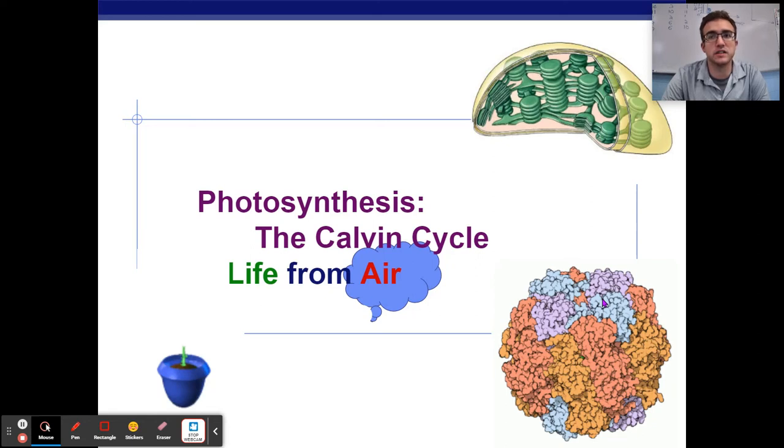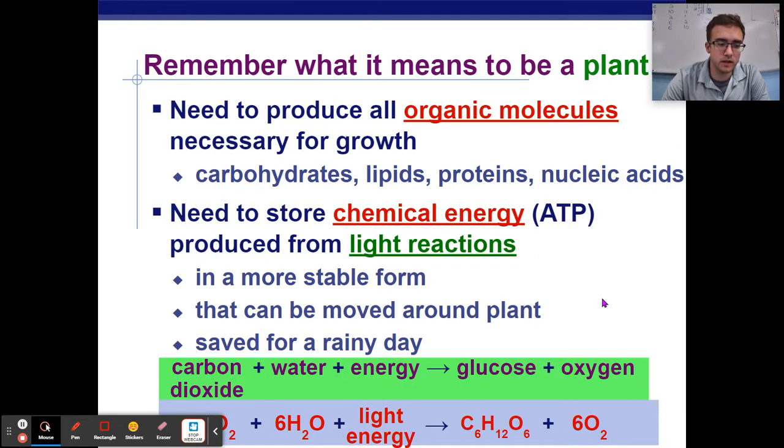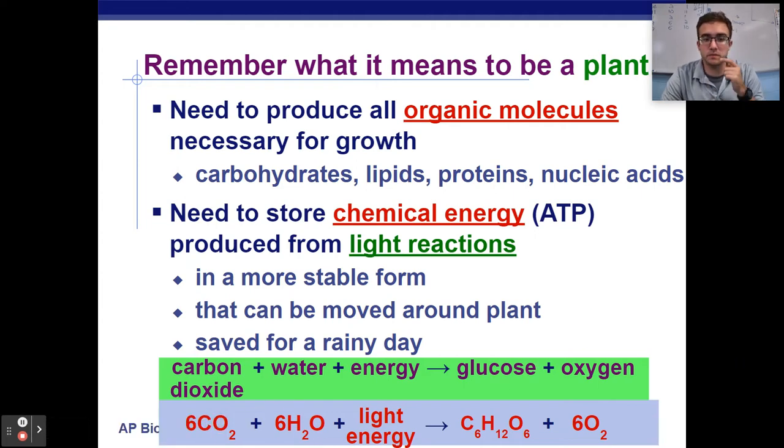Welcome back to biology. So last time we talked about the light reaction part of photosynthesis, the photo part. Today we're going to talk about the synthesis part, the Calvin cycle, the part where we actually make the sugar. Being a plant, plants kind of have it a little bit rough because they need all the same things that we need.